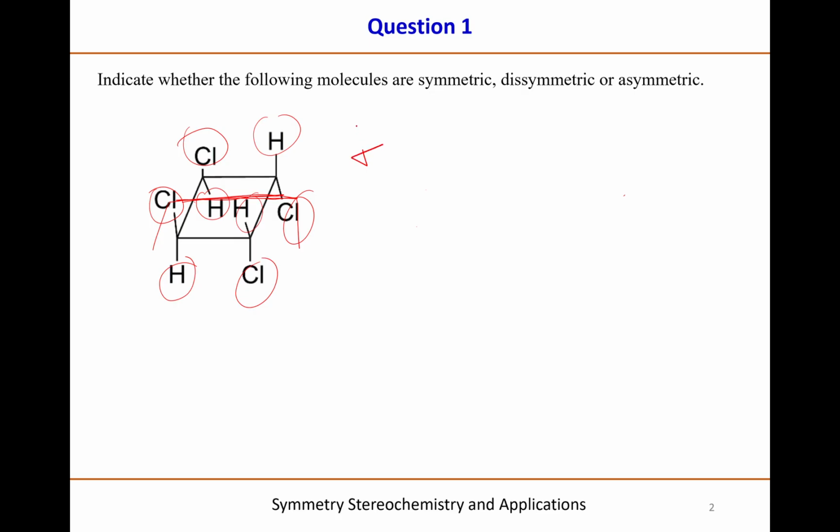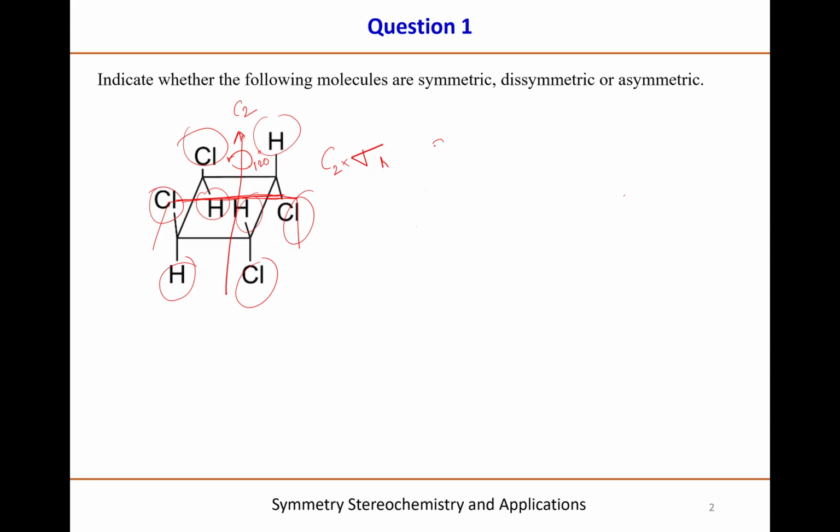Now talking about the axis of symmetry, is there any axis of symmetry present? Yeah. If I rotate the molecule from here, C2, this chloride will go down, right? Rotation like this, 120. So here the axis of symmetry is also present. So the C2 axis, and a plane perpendicular to the C2 axis is also present, right? Horizontal plane.